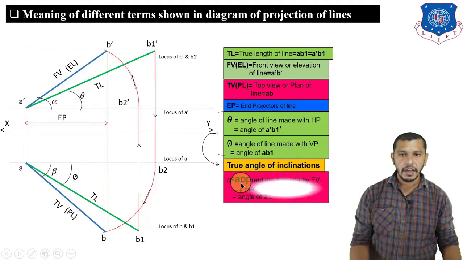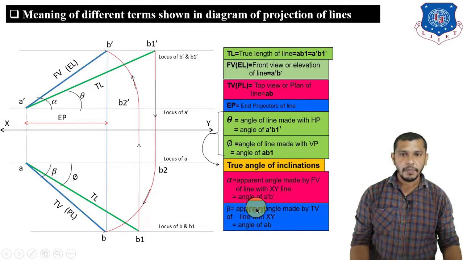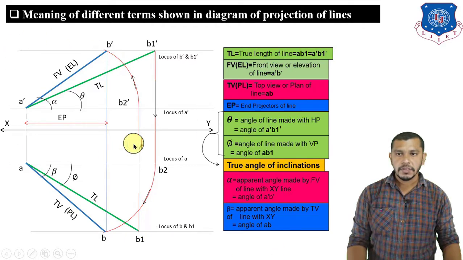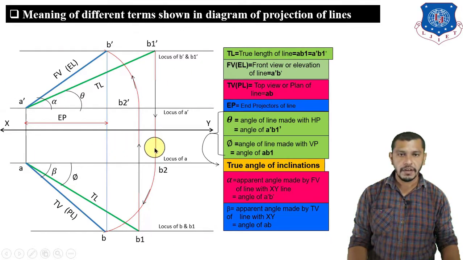Then after alpha, alpha is the apparent angle made by front view of the line with the xy reference line, and we can say that alpha is the angle of a dash b dash. Here a dash b dash is our front view or elevation, and beta is the apparent angle made by top view of the line with xy. So here we can see that beta is the angle of AB, and AB is our top view or plan of the line. So this is our standard diagram of projection of lines, and these are the meanings of different terms used in the diagram of projection of lines.